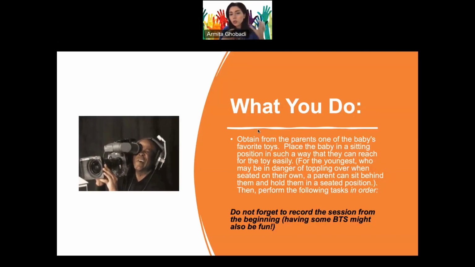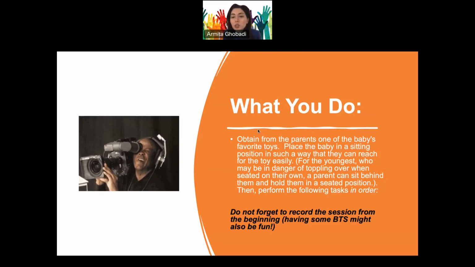You need to get at least 2 favorite toys of the baby from their parents, because after playing with one of those toys, babies get distracted and not interested in that toy. So maybe you need to switch toys at some point. Another point is some babies are so young they cannot sit. So make sure they are in a good seated position and they are safe. You can ask their parents to be present in the room. That's totally fine with me.